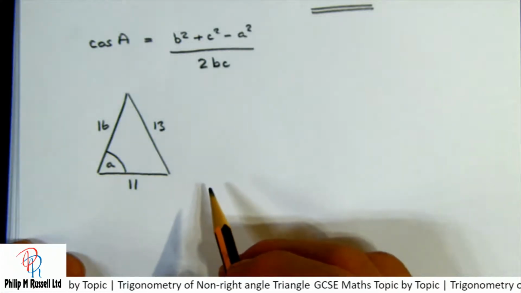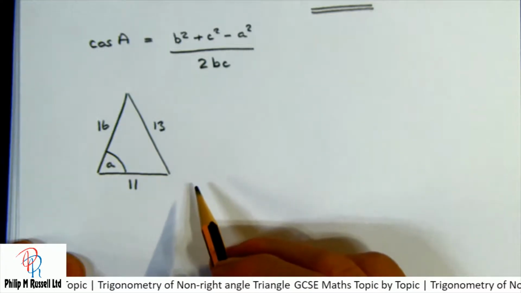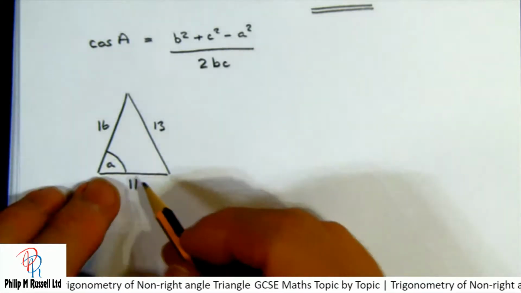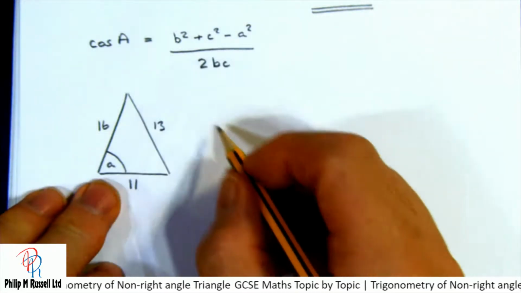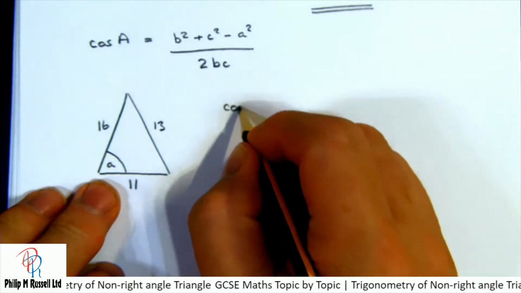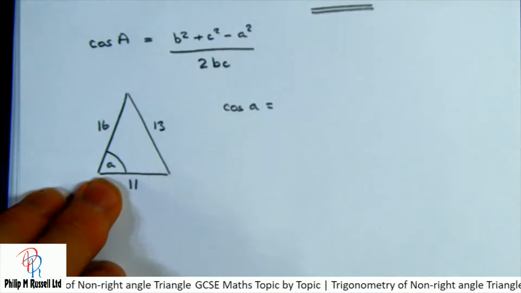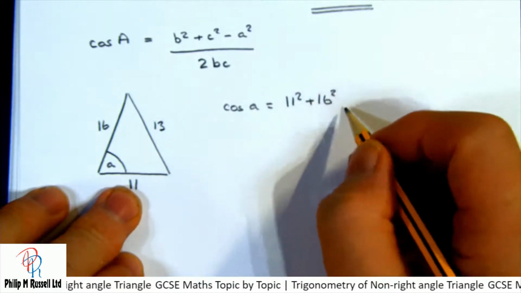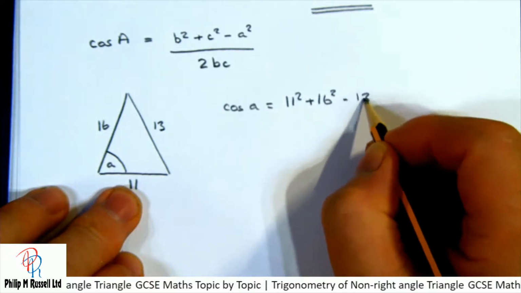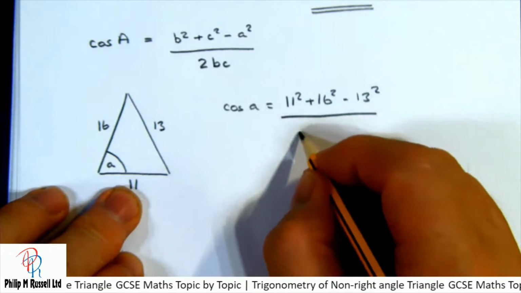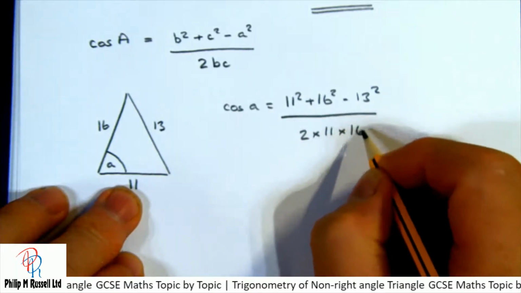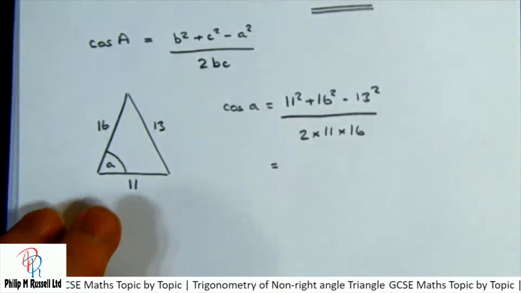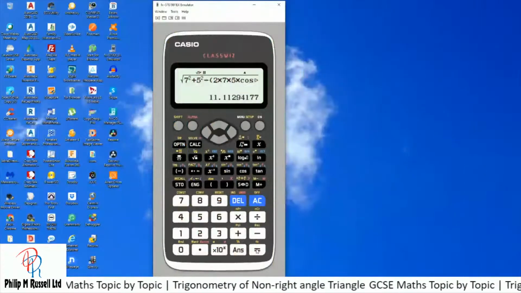Right, okay, so let's see if we can work out what we've got. Now, we've got here simply to work this one out. So we've got my formula up there, and that's going to be then the cos of my angle A is going to equal 11 squared plus 16 squared minus 13 squared, all divided by 2 times 11 times 16. We're going to do this in 2 stages. So let's go and put this into the calculator, and we'll see what we've got.